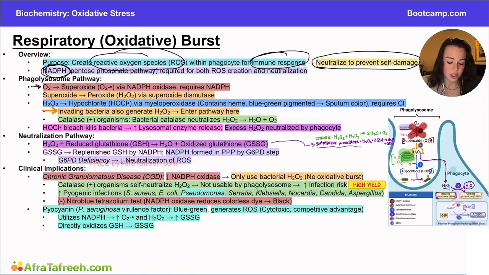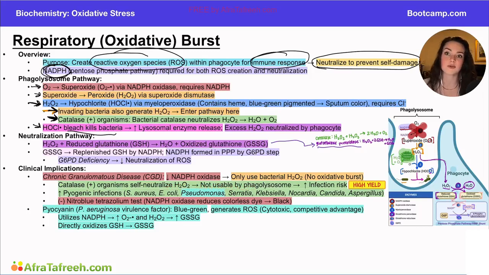We started with oxygen and went through a series of steps where we eventually formed more and more powerful free radicals till we eventually ended up with bleach that could just bleach and kill the bacteria. One of those intermediate steps in there was peroxide, and we also talked about how invading bacteria can make their own peroxide, but the phagolysosome is smart and can turn that peroxide against the bacteria, unless it's a catalase-positive organism. And catalase-positive organisms are going to beat your phagolysosome to the punch and neutralize their own reactive oxygen species before it can be turned against them.